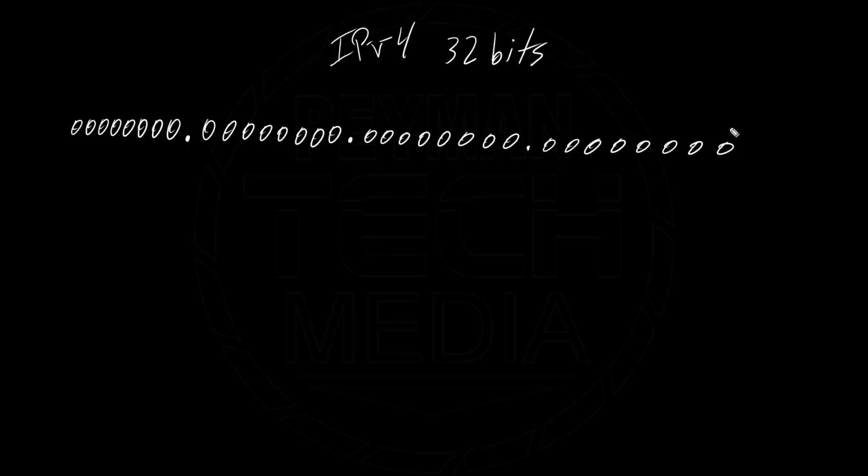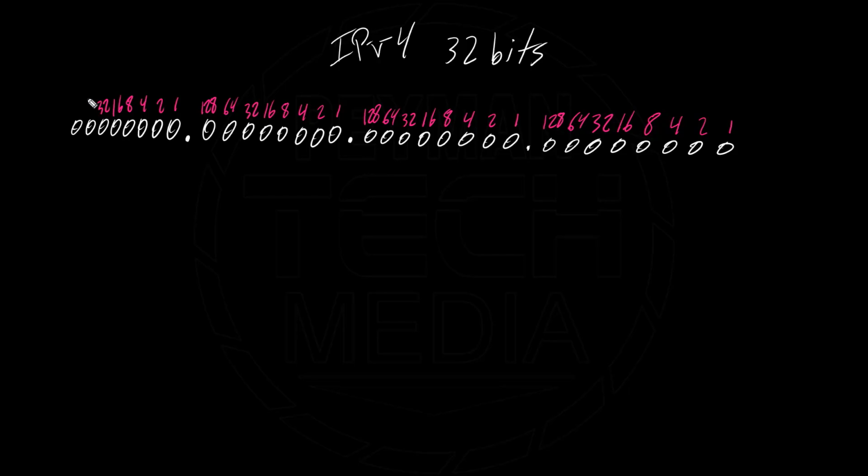For example, the decimal values are 1, 2, 4, 8, 16, 32, 64, 128, and the same again for each of the four octets.